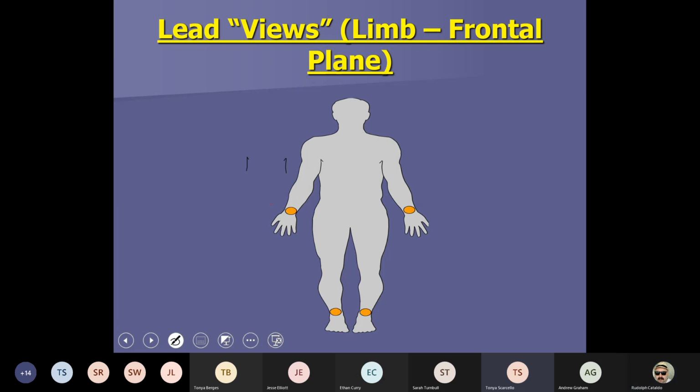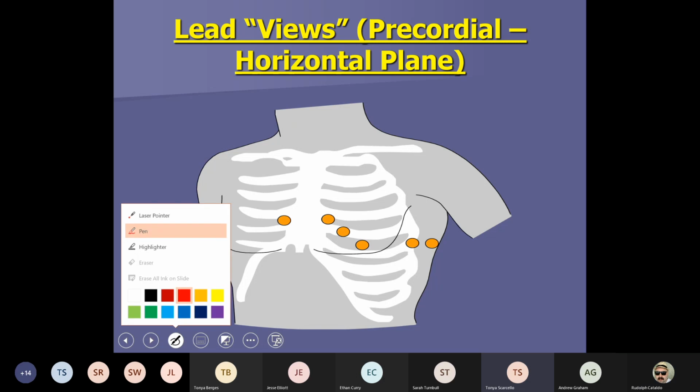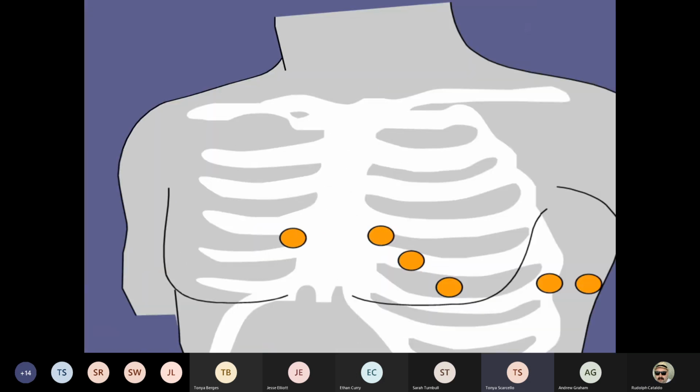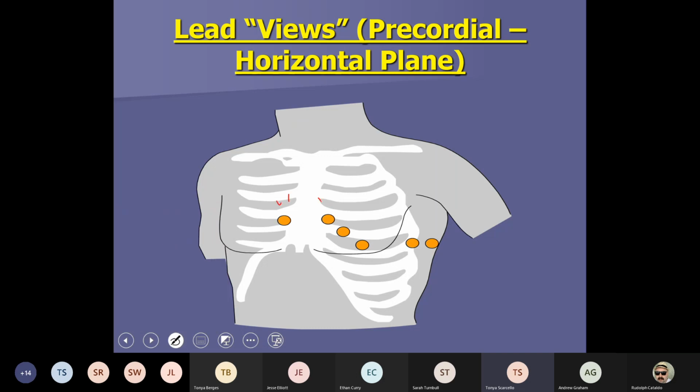Again, limb leads: 1, 2, 3, AVR, AVL, AVF. Those are limb leads. Those are literally the 4 leads that we put on patients, right? When we put our precordial leads, we are putting the chest leads, V1 through V6. Does anybody know where V1 and V2 are supposed to properly be placed?